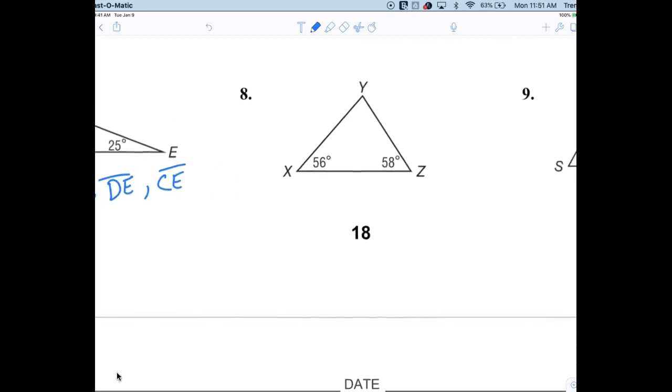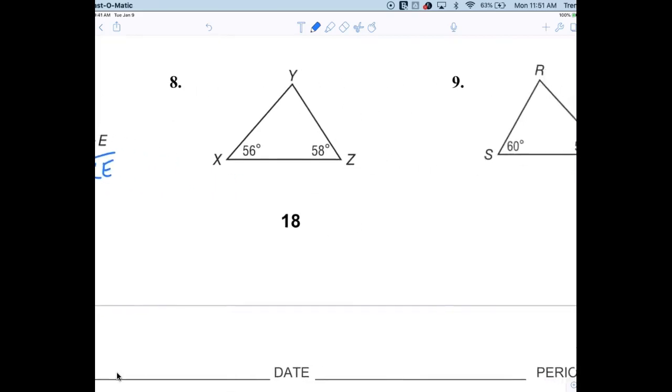All right, here we go. I need someone to tell me what angle Y is. We know it's more than what? Yes, but can we say it's more than what? 60. It's more than 60. Is that all we care about? Yeah, right, it's greater than 60.